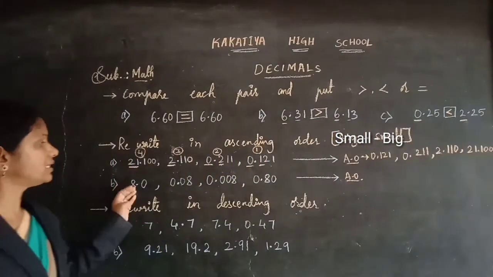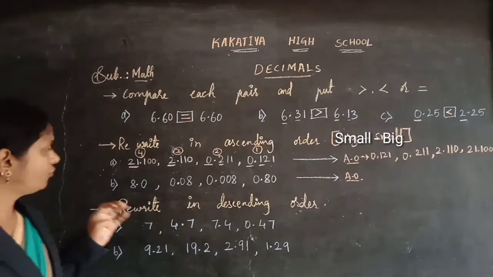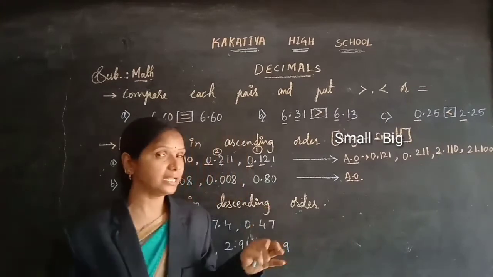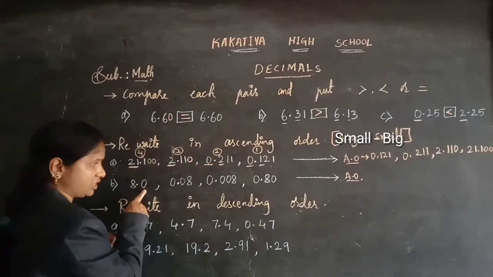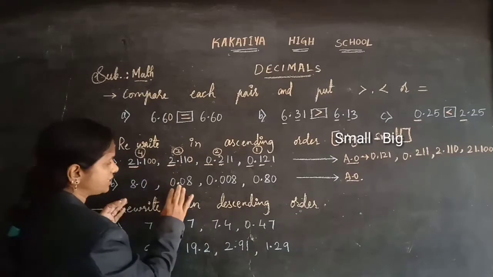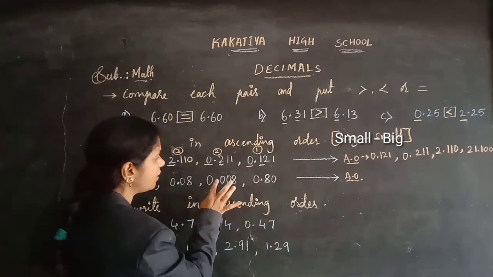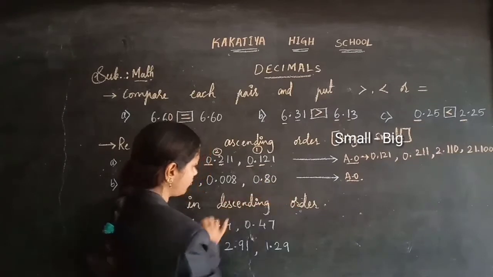Now let's write the ascending order for the second problem also. So what I said first, you need to change the given decimals into like decimals. Come on, let's check here. After the point we have one digit, which is 0, in the first number. In the second number, after the point we have 0, 8, 2 digits. In the third number, after the point we have 3 digits. And in the fourth number we have 2 digits after the point.